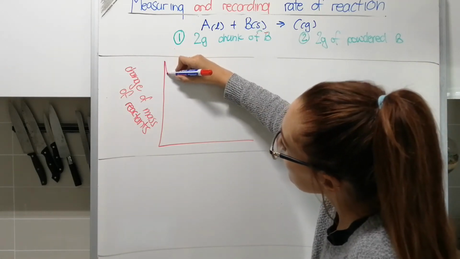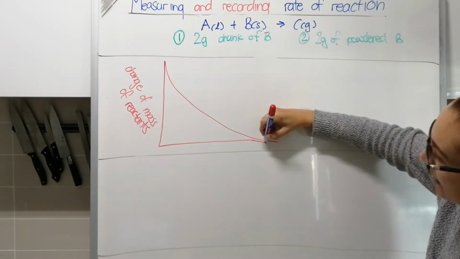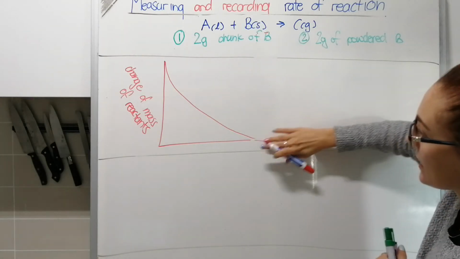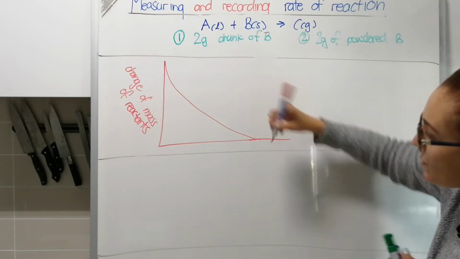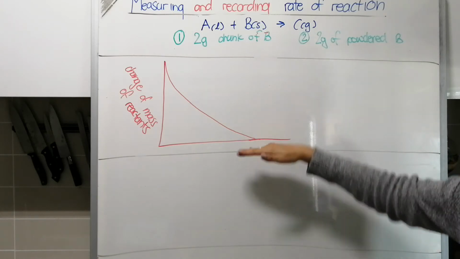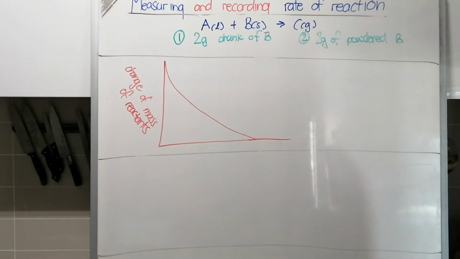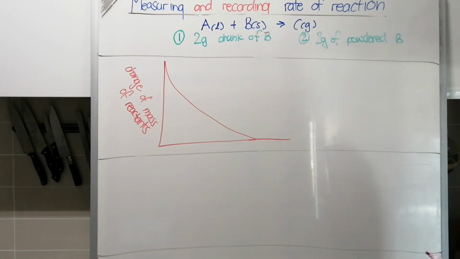It's going to be steep at the beginning and then it's going to flatten out until it is parallel with the x-axis and hits the x-axis. Okay, so it's going to be on the x-axis because we've run out. So we're out of B and A, we're out of reactants, and the reaction has come to completion, which is why we now have a 0 gradient. Okay, so we know what's going on with that graph.